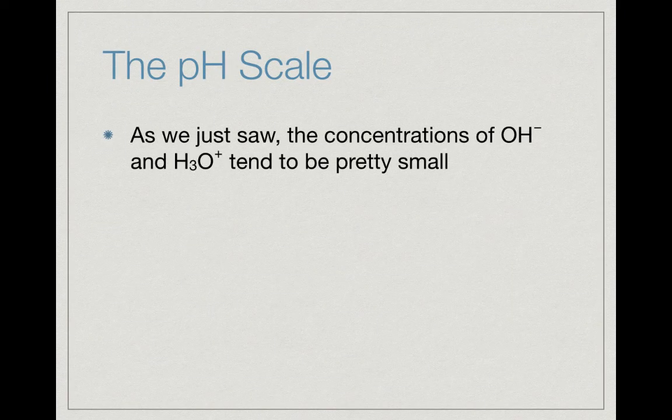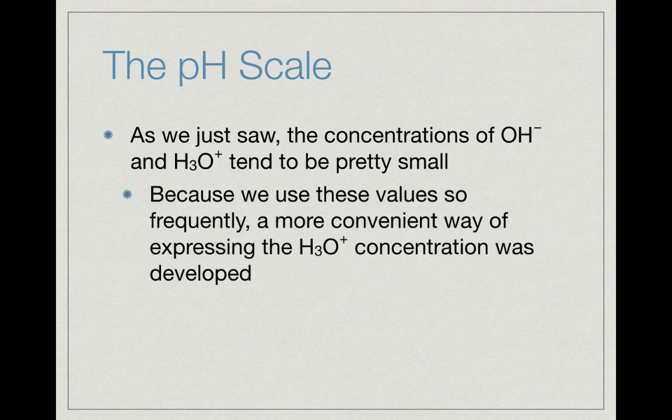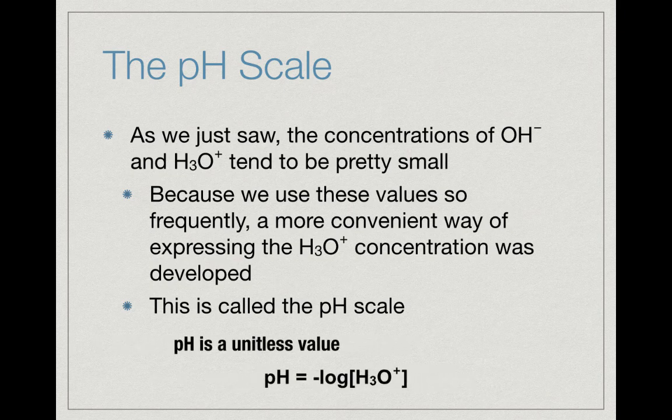Now we saw with those two concentrations in that problem that concentrations of hydroxide and hydronium in solutions do tend to be pretty small. Because these values are used so frequently, a more convenient way of expressing either of those concentrations was developed. For the hydronium concentration, it's called the pH scale. Now pH is actually a unitless value, and it has an equation. The pH is equal to the negative log of the hydronium ion concentration, so the negative log of H3O+.